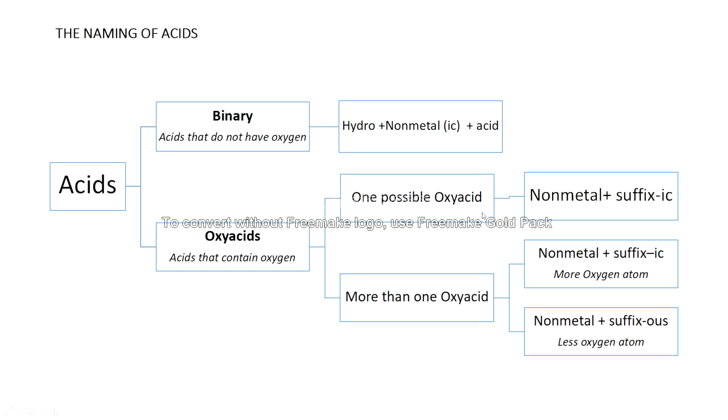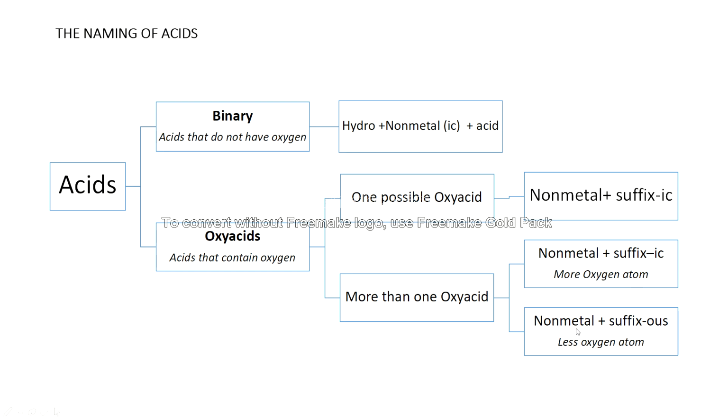For example, in case of one possible oxyacid, we use the name of the non-metal ending with IC and then the word acid. In case of having more than one oxyacid, we need to pay attention whether that oxyacid has more oxygen atoms than the other one. So if we have more oxygen, we use the non-metal ending with IC. I need you to pay attention to that.